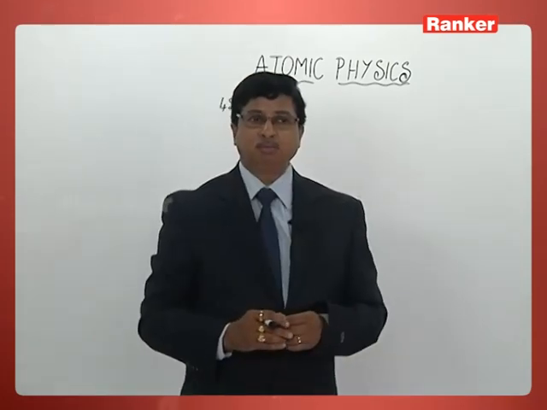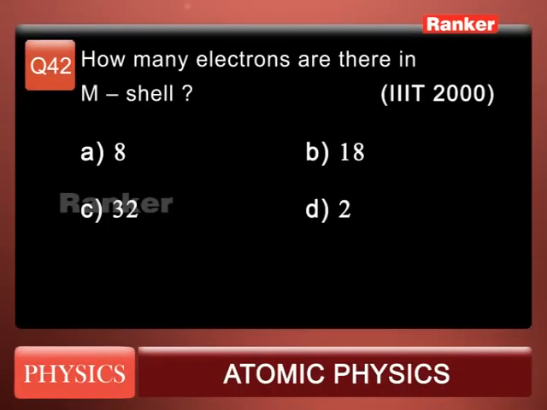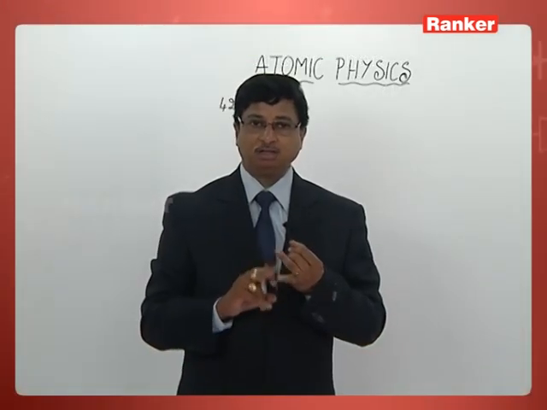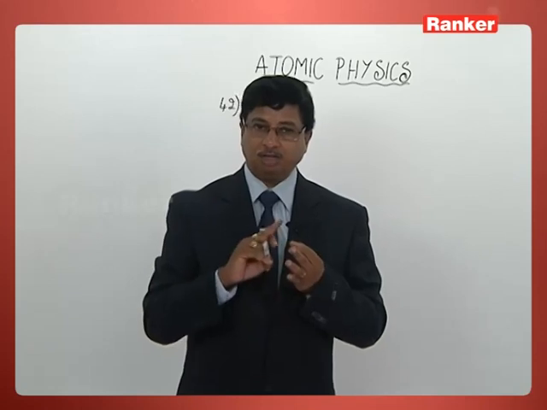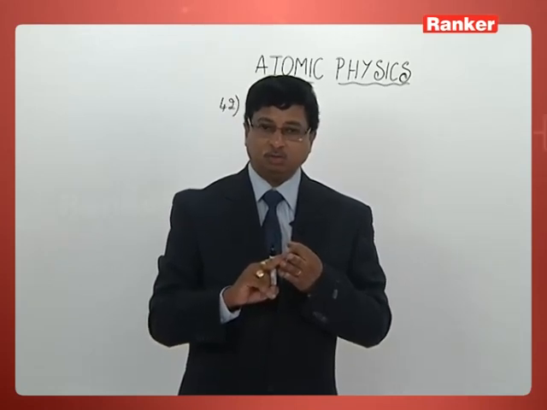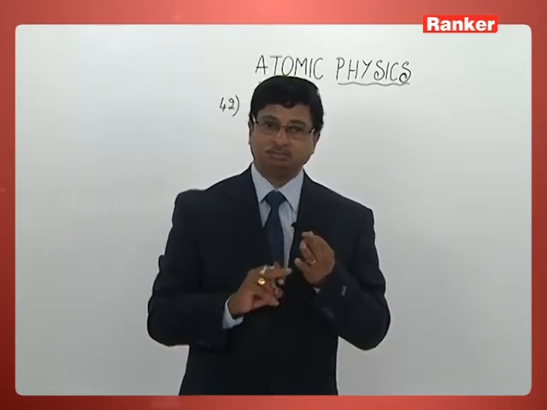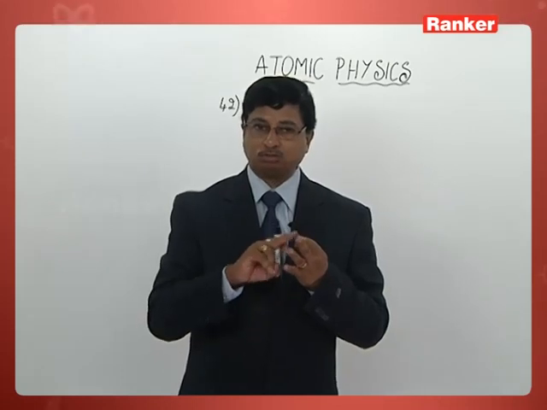Check problem number 42 now. Another easy question, no doubt, but it was asked in the IIT paper in 2000. How many electrons are there in the M shell? K shell, L shell, M shell, so n should be taken as 3. n is 1, 2, 3.